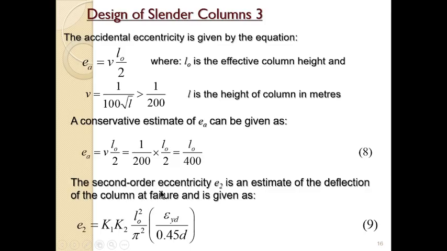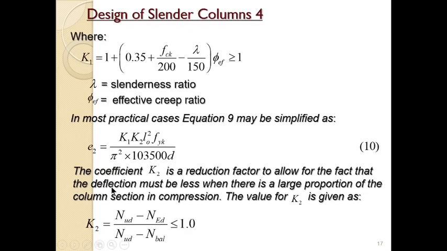Now the second order eccentricity e2 is an estimate of the deflection of the column at failure and is given by this equation 9. This equation 9, K1, K2 into this over pi. Now, where K1 is given by this expression. It seems long, but it will be simplified. So K1 is given by this expression 1 plus 0.35 fck over 200 minus lambda over 150, times phi ef. We know all these parameters by now. So lambda is the slenderness ratio, phi ef is the effective creep ratio, which we have already defined in our previous lesson.